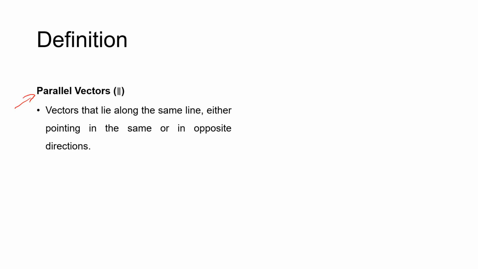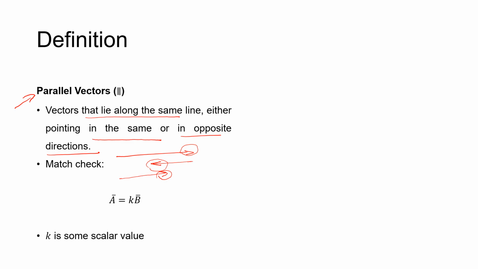Parallel vectors are vectors that lie along the same line, either in the same direction or in opposite directions. So if we have two vectors, they are not the same size and they are pointing in different directions. This one and this one are in a similar direction, but this one is in the opposite direction, but still they are parallel. A quick check for parallel vectors is this equation: if two vectors a and b satisfy the equation a equals k b, where k is a scalar value, then they are parallel.